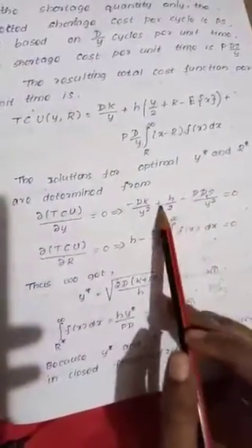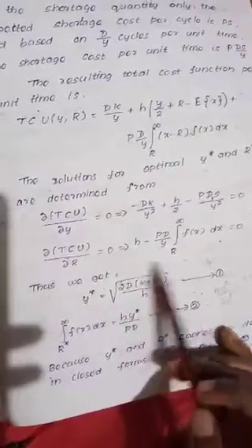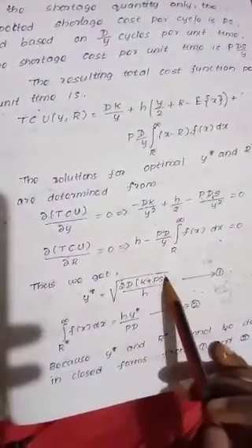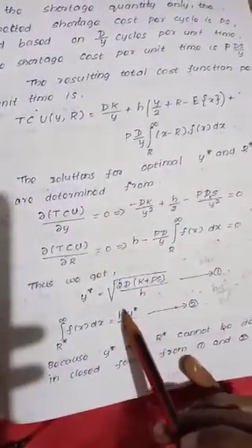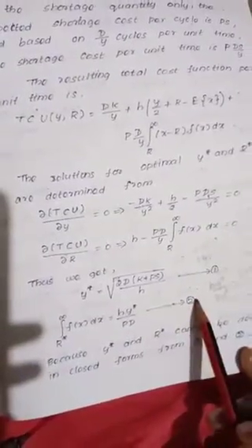Thus, from this equation we get y* = root of 2D(K + pS)/h. This is equation number 1. Simplifying the other equation, we get the integral from R* to infinity of f(x) dx = h y*/(pD). This is equation number 2.